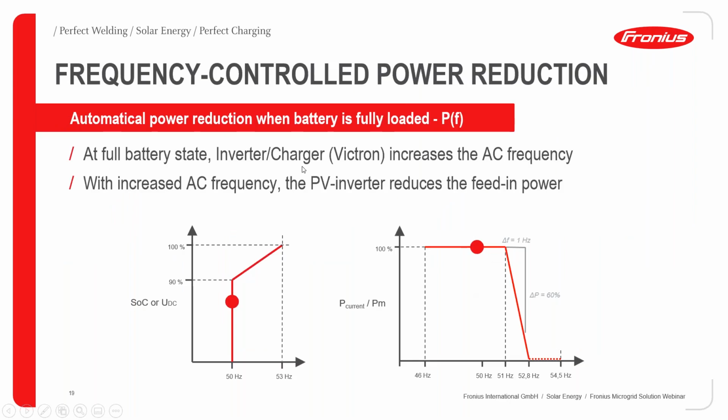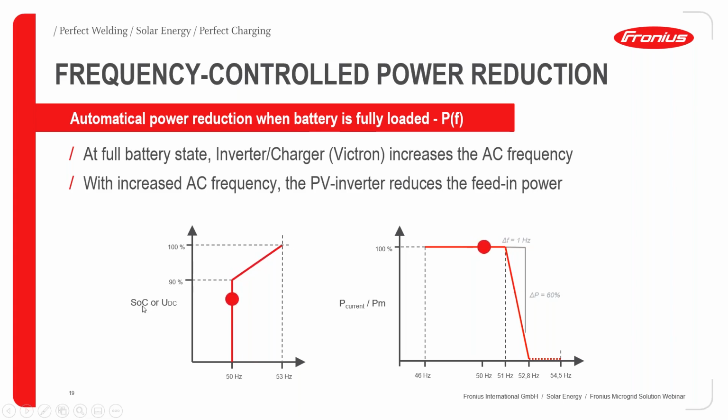So how we're able to achieve this is by what we call frequency controlled power reduction. Frequency controlled power reduction means that the frequency is used as a signal which is sent by the Victron inverter to the Fronius inverter via the AC line. Once the Fronius inverter sees this signal, that is the increase in frequency, it automatically reduces its feed-in power. We're going to see that from this illustration.